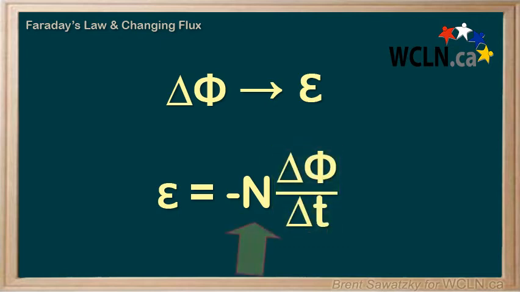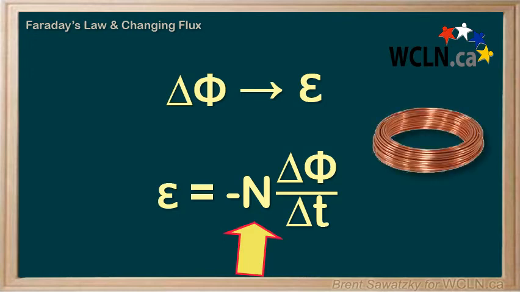Now, what's this N here? In our previous flux calculations, we always assumed a single loop or frame surrounding our area, and that would indicate an N of 1. But going forward, we'll run into lots of examples where there's a bunch of loops surrounding an area, a bunch of wires all wrapped together.